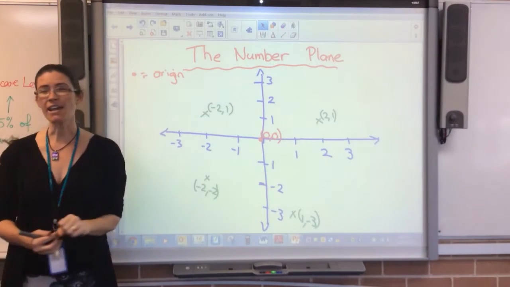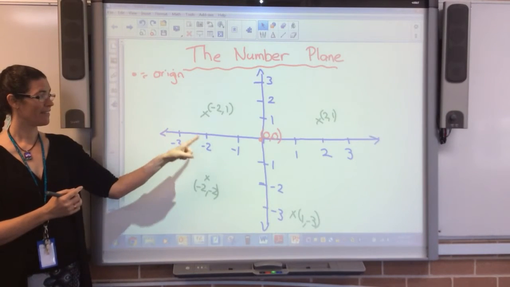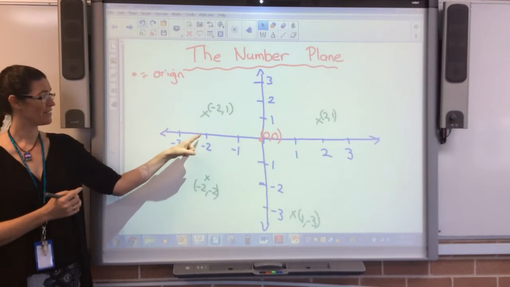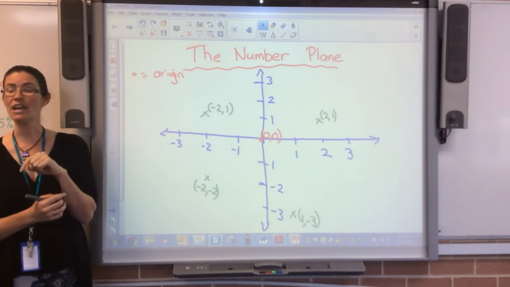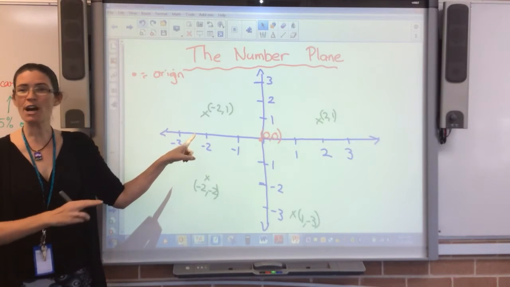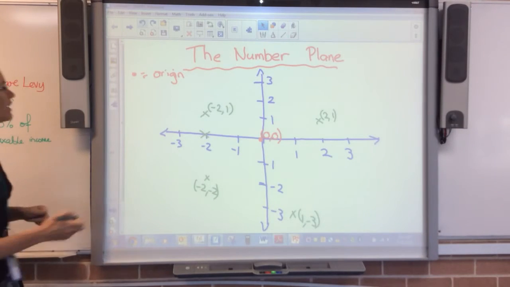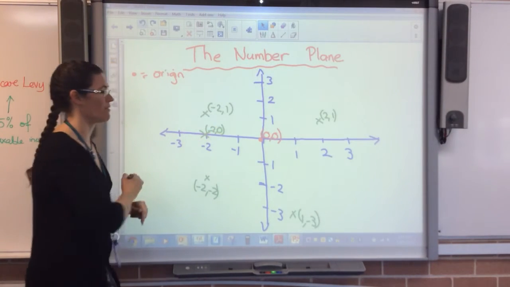Alright, I want you to draw another dot, this time at -2, 0. Find me the point that you think is -2, 0. Okay, -2, 0. That tells me I go back 2, and then I don't move up or down at 0. So I would be actually on that line. That is the point -2, 0.